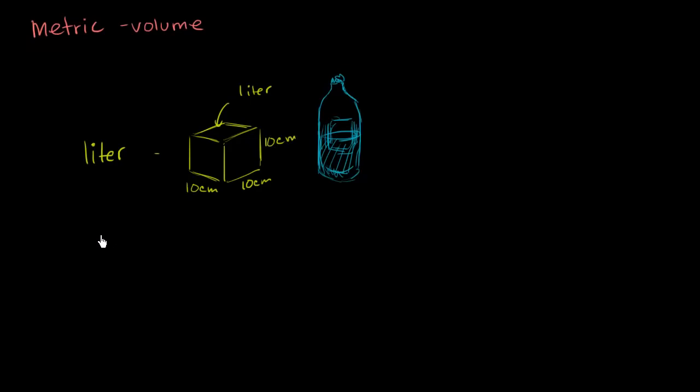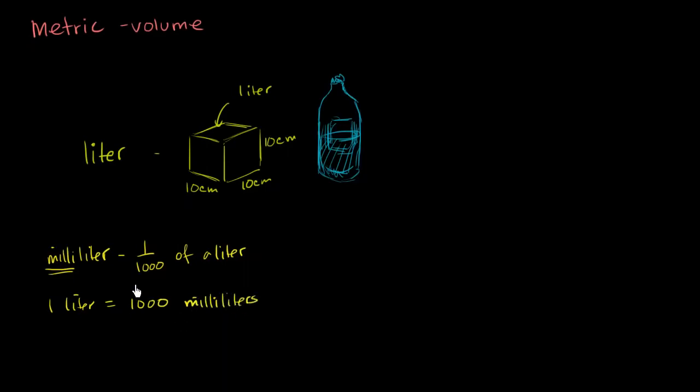Now, if you want to measure things that are a lot smaller than a liter, the typical unit used, and obviously in the metric system you can always use the prefixes deci, centi, but the one that's most typically used is the milliliter. And we've already seen the prefix milli. It means 1,000th. So this means 1,000th of a liter. Or another way of thinking about it is 1 liter is equal to 1,000 milliliters.